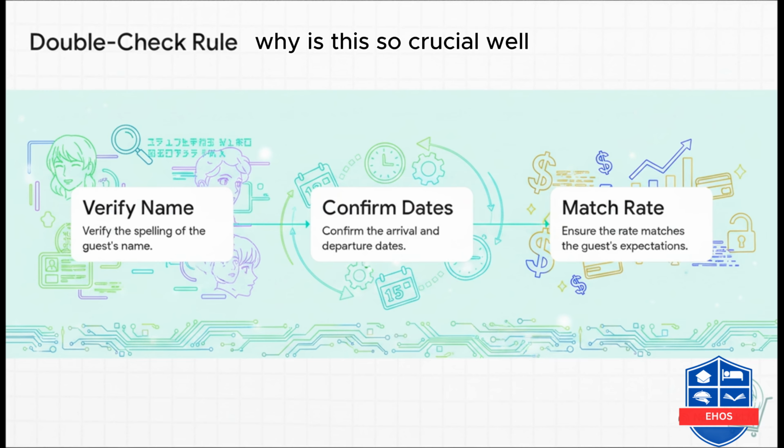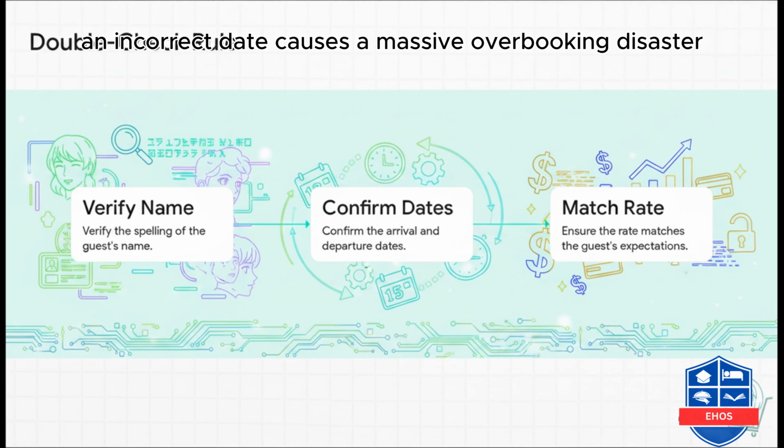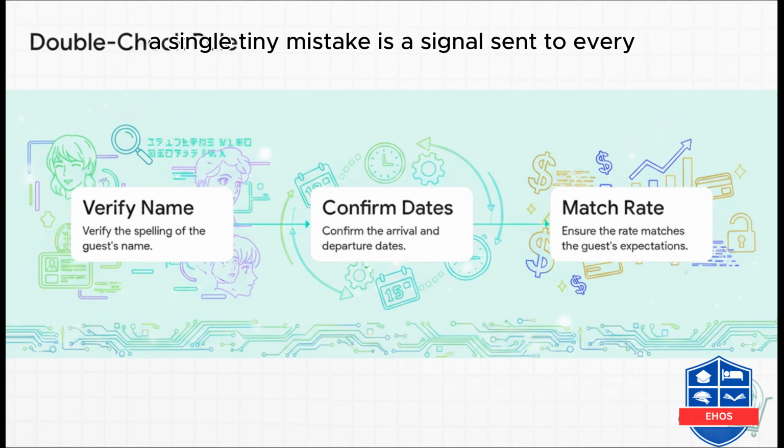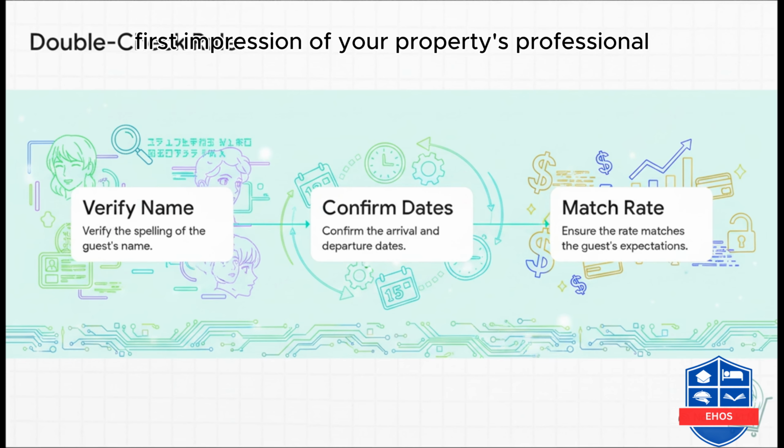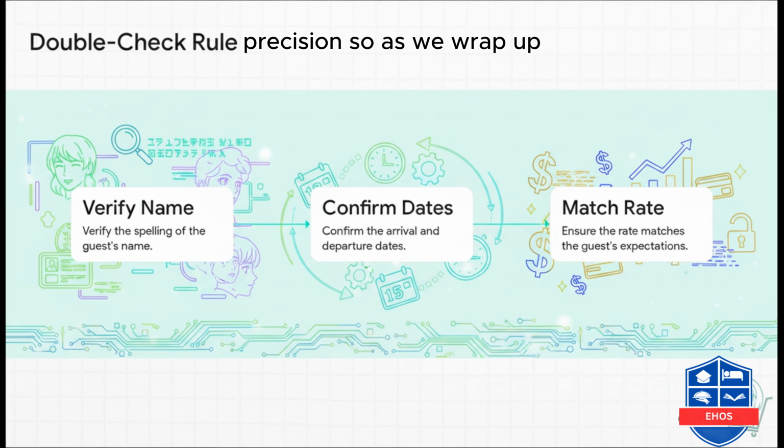Why is this so crucial? Well, a misspelled name means the guest simply can't be found at check-in. An incorrect date causes a massive overbooking disaster. A single tiny mistake is a signal sent to every single department that can completely ruin a guest's first impression of your property's professional precision.